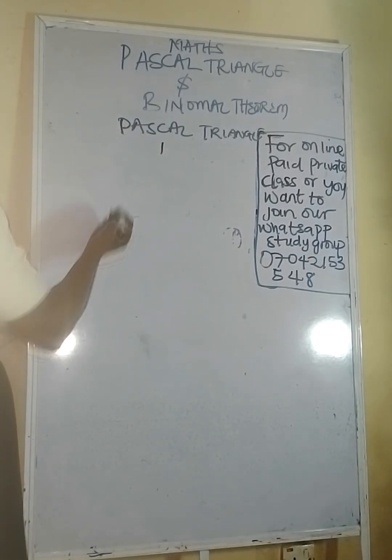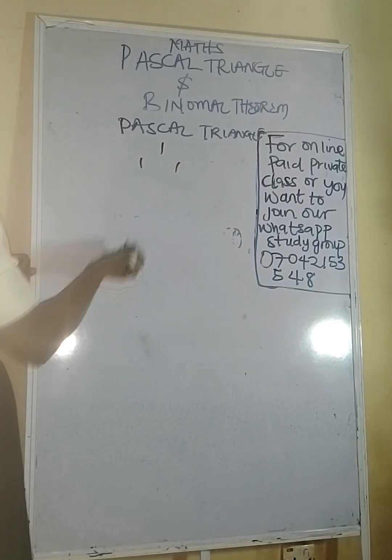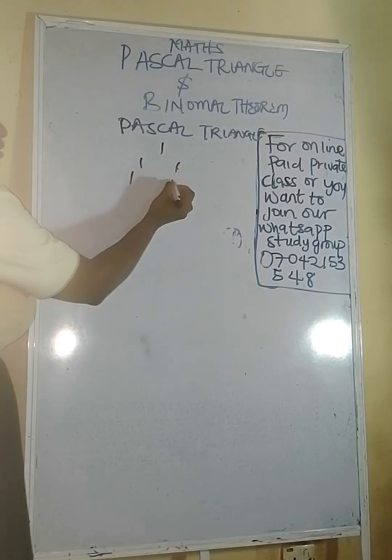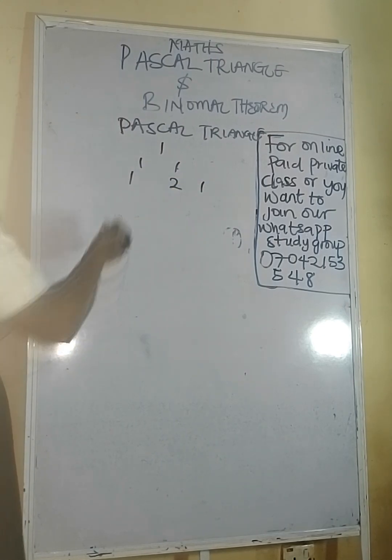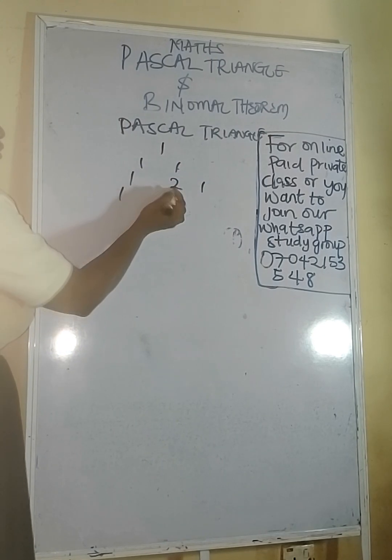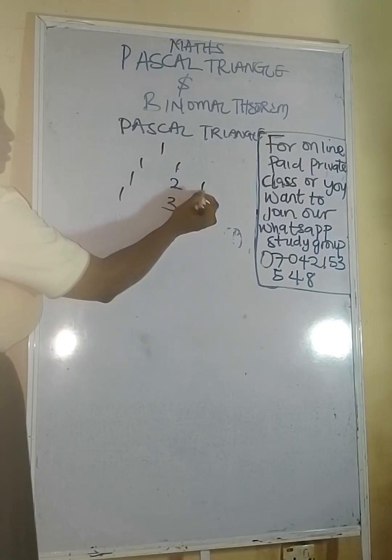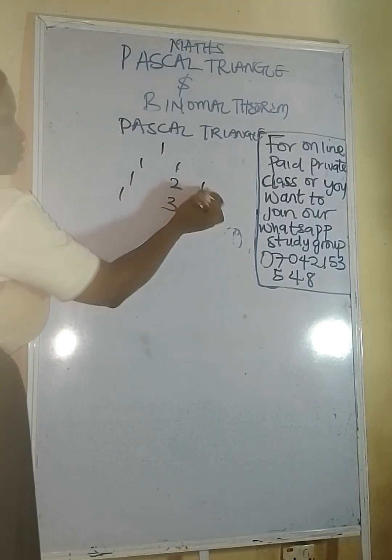So now let's start with the Pascal triangle. So we start with 1, followed by 1, 1. We start with the second row. 1 plus 1 is 2. Then it starts with 1 and it will end with 1. Okay? So now the next one is 1. 1 plus 2 is 3. 2 plus 1 is 3.